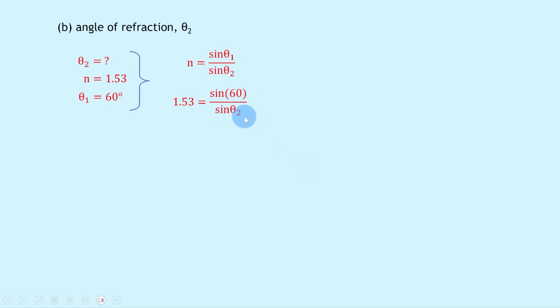And to get sin θ2 on its own, we can multiply both sides by sin θ2 and then divide both sides by 1.53, or we can simply just cross multiply, which is the same as just swapping these two round. So we get sin θ2 equals sin 60 over 1.53. And if you do that in your calculator, you should get a value for sin θ2 of 0.577 and all these other digits. And keeping those digits in your calculator and then doing inverse sine or shift sine, you should get an answer for θ2 of 35 degrees.